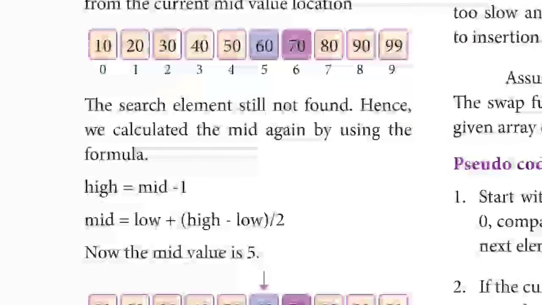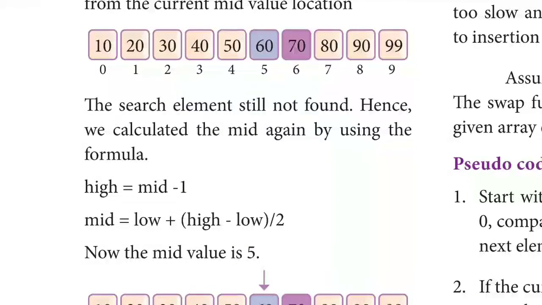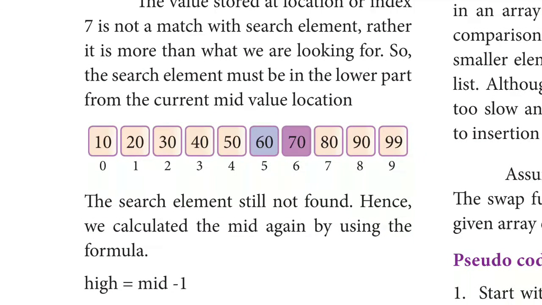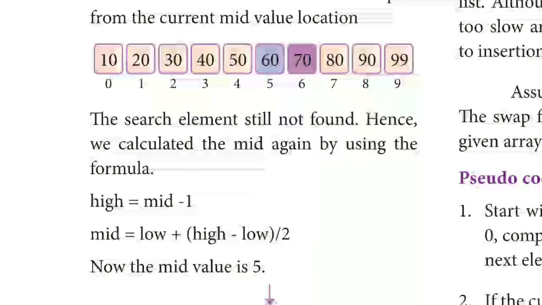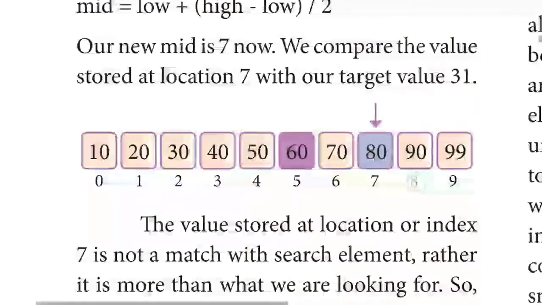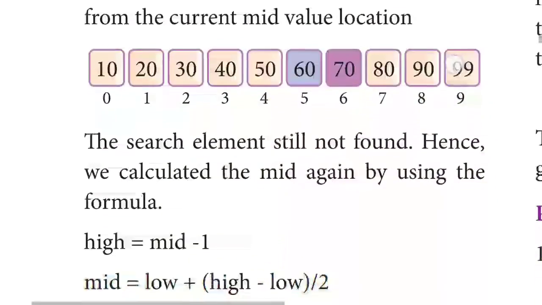The search element is still not found, hence we calculate the middle again. Now it will eliminate the 8th and 9th elements, since they have greater values than the middle value. Now it will take into consideration only the fifth, sixth, and seventh elements: 60, 70, and 80. The high value gets changed to mid minus 1. The older mid is 7, so 7 minus 1 is 6.